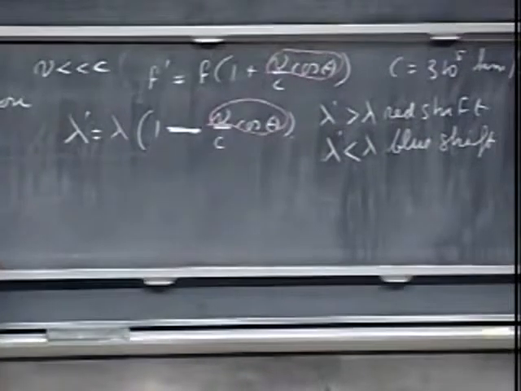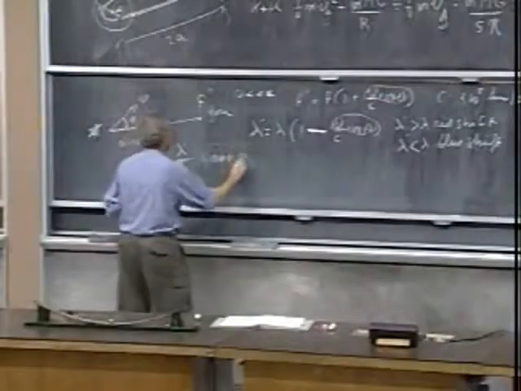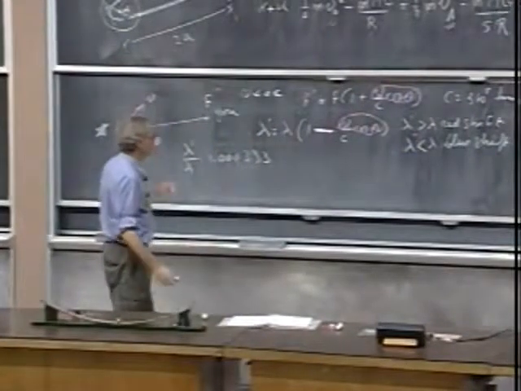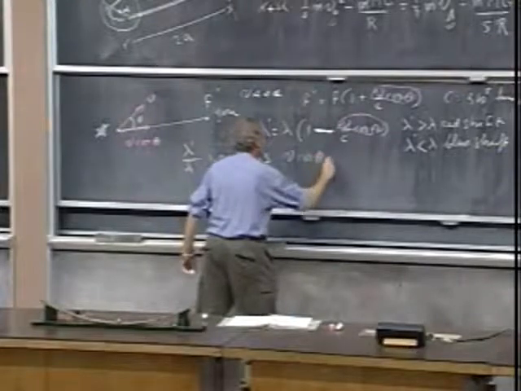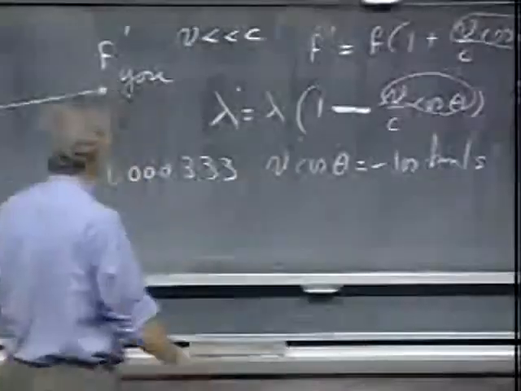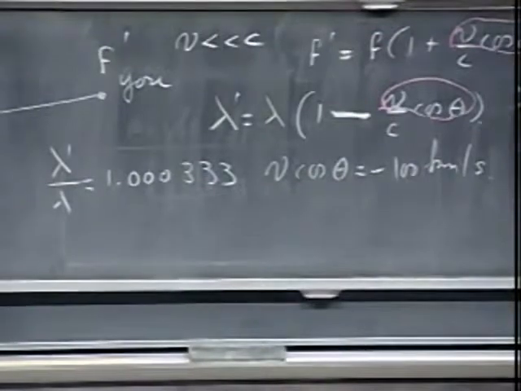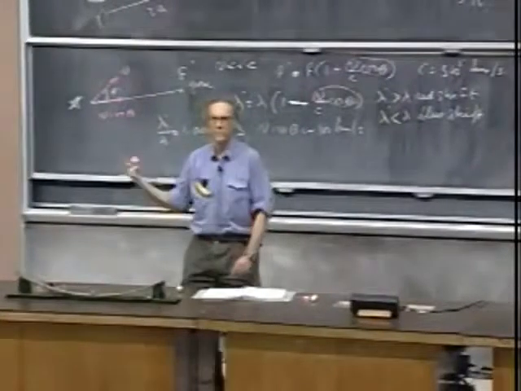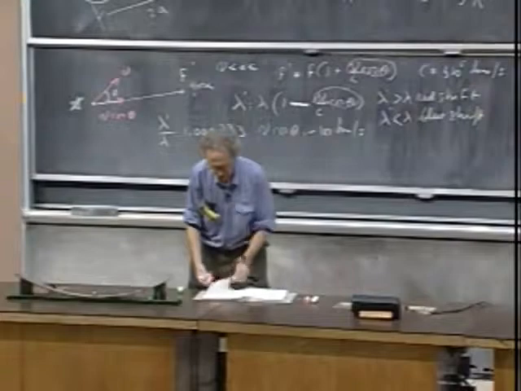During the lecture that we discussed this, we took an example where lambda prime over lambda was 1.00333. If you substitute that in this equation, you'll find that v cosine theta equals minus 100 kilometers per second. So all you know is the radial velocity. You never get any information about the angle. The radial velocity is 100 kilometers per second away from us, or we are moving 100 kilometers per second away from the star. That's the same thing in special relativity.